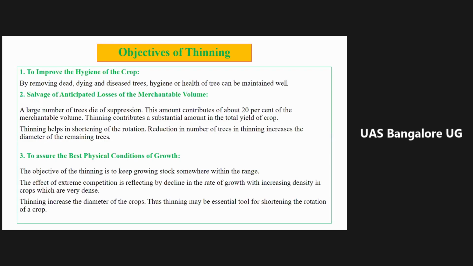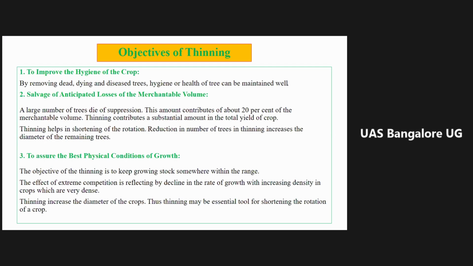Then a large number of trees die because of suppression, or maybe because of the competition between the species. This amount contributes about 20% of the merchantable volume, and thinning contributes a substantial amount of the total yield of the crops. The thinning increases the yield of the stand or maybe the forest crop. Thinning helps in shortening of the rotation. Also the reduction in number of trees increases the diameter of the remaining trees, that is healthy trees.